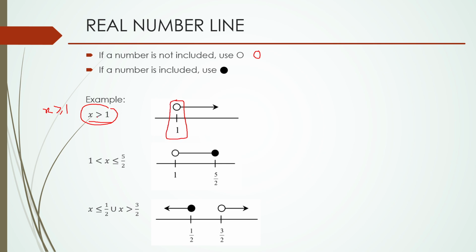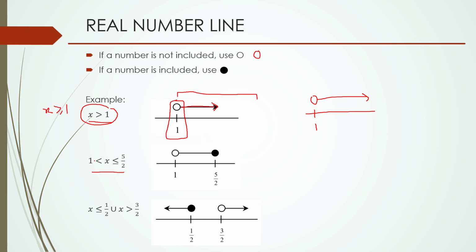Since x is more than 1, which means that the values of x are higher than 1, you can just draw an arrow and denote it to the right side. Why? Because our values of x are higher than 1. So just do a number line: 1 is not included, so just do a circle, and since x is higher than 1, draw an arrow to the right.